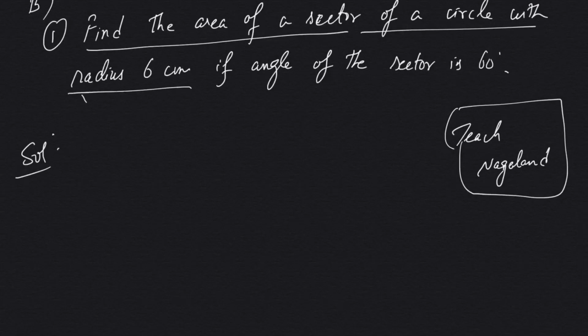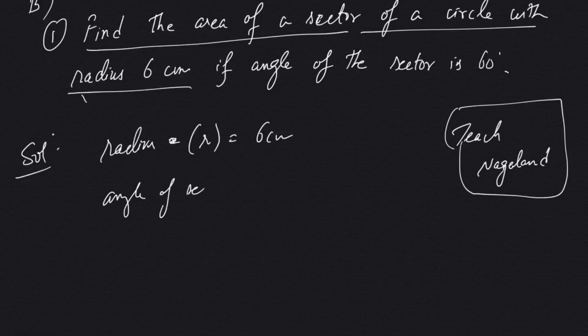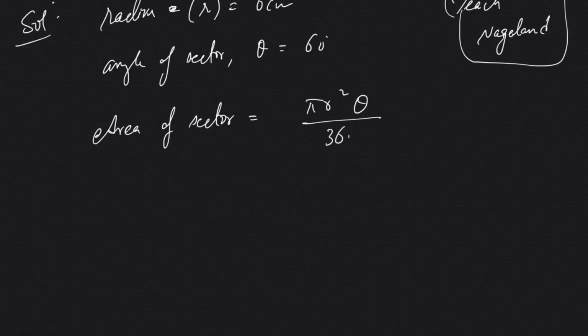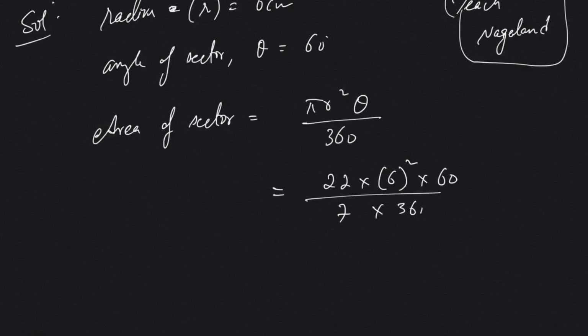Now the first question: find the area of the sector of a circle. A straightforward question with radius 6 cm and an angle of the sector, denoted by theta, of 60 degrees. So let's go straight for it. Area of sector is equal to pi r square theta by 360. I used to remember it like that. So pi, we will use 22 by 7, r is 6 square, theta 60 over 360.